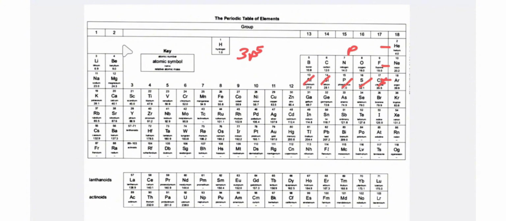Then let's suppose any S block element. Let's suppose magnesium.